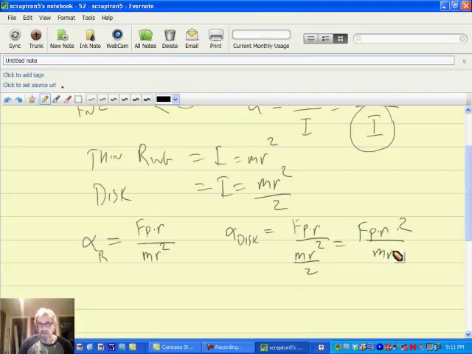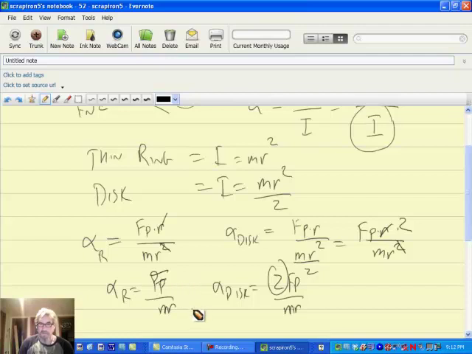If you simplify these things a little bit, it's really easy to see what the relationship is. R drops out from top and bottom, and alpha for the ring ends up being Fp over mr, and alpha for the wooden disk ends up being 2 times Fp over mr. It's supposed to be an F there. So, in fact, the angular acceleration for the disk is going to be double the angular acceleration for the ring. So, no big surprise that the disk made it down the ramp first.